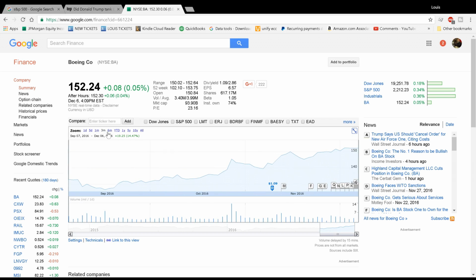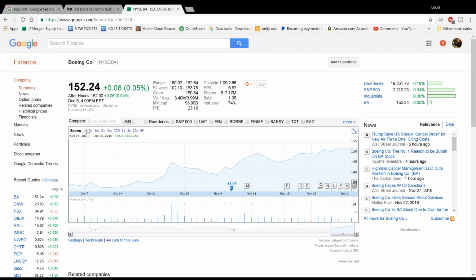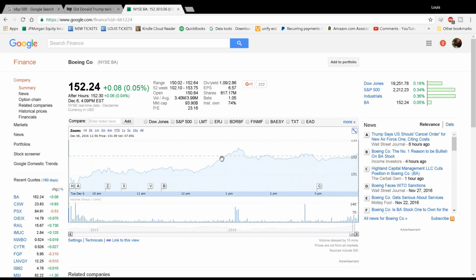And if you go over 3 months or 6 months, now that you are a little bit more informed about stock, you can see that this is bullshit. So from September 8th to September 9th, it went from 132 to 128. Here, it went from 150, let's see, we're back at 1 day. So it went from 152 to 150, and it's literally back at 152.24. Not only did Donald Trump not cause the stock to tank, it actually is up 0.05% today from where it was yesterday.